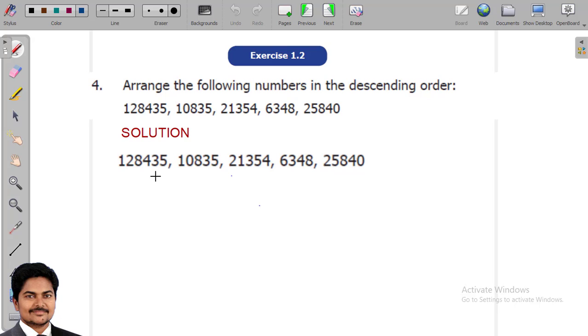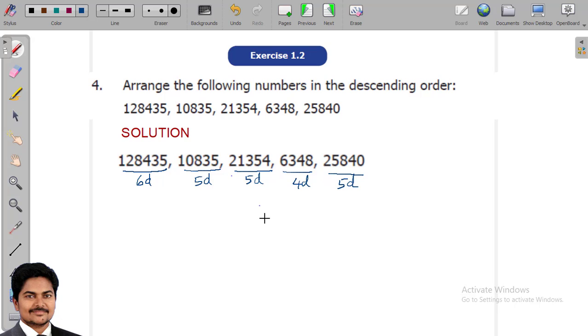So first consider the digits. This number has 6 digits. The second number has 5 digits. The third number also has 5 digits. The fourth number has 4 digits. The last number has 5 digits. What is descending order, children? Yes, we have to arrange them from the biggest number to the smallest one.